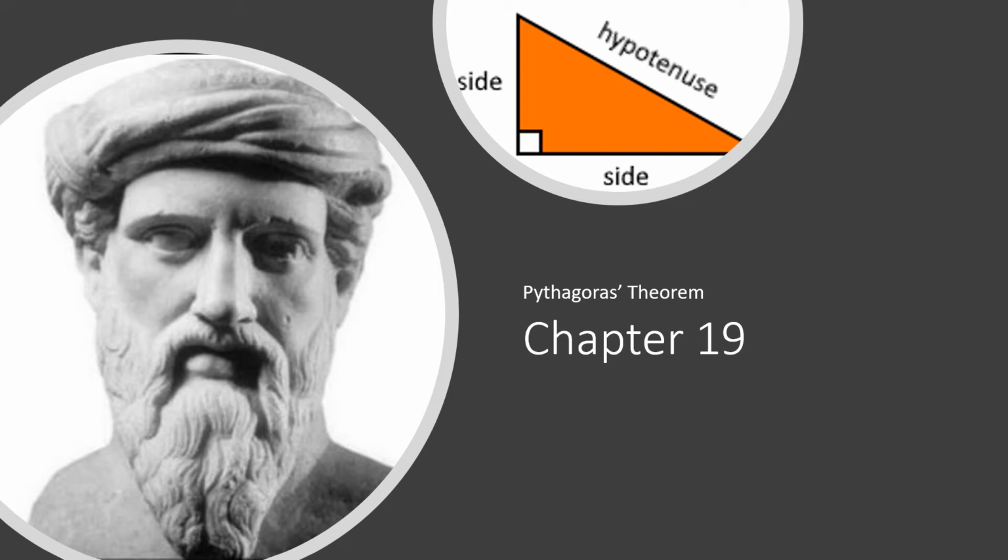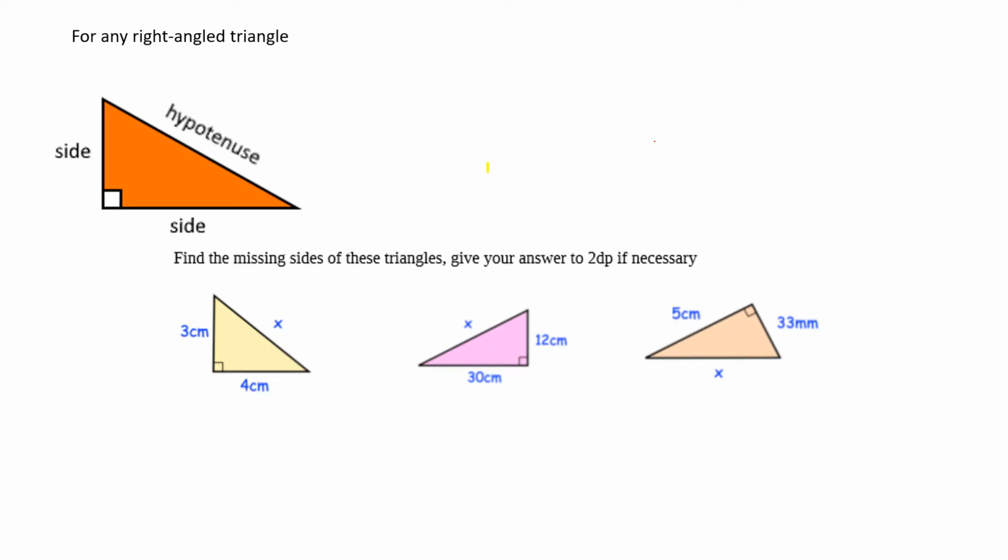Right folks, we're going to skip chapter 18, which is a load of graphs, and we're going to look at the man, the myth, the legend, Pythagoras. Okay, so this is a right-angled triangle. It's called that because it's got a right angle. These are amazing facts, I know.